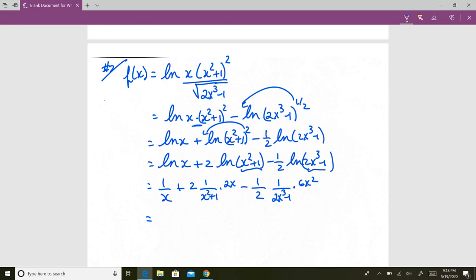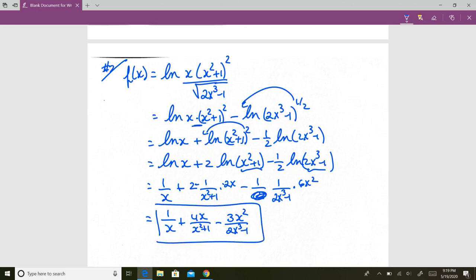So to simplify it, plus 4x over x squared plus 1, minus this 2 here and this 6 will simplify to a 3. And so I'll get 3x squared over 2x cubed minus 1. And that is it. Then you can combine them and make common denominators. I'd be happy if you left it right there.